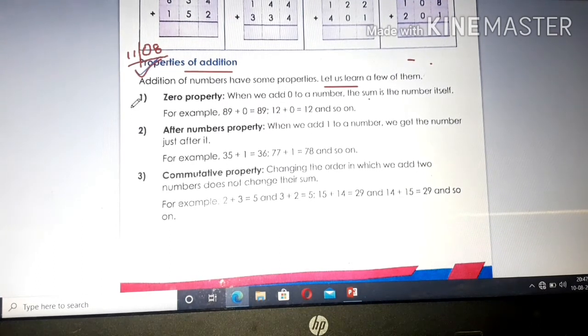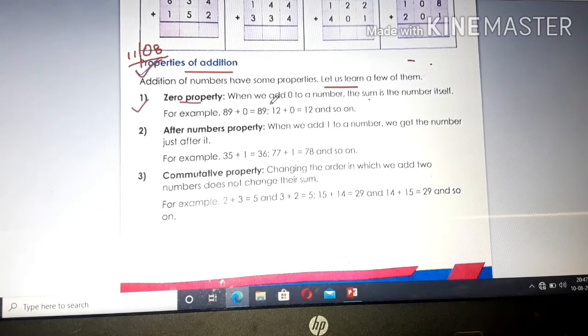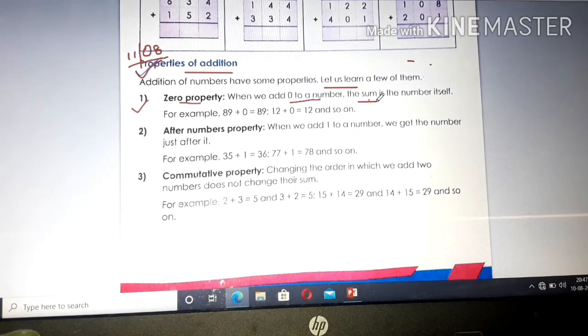The first property is, children, zero property. Now what is zero property? It means when we add 0 to a number, the sum is the number itself. Now children, you must be thinking what this sum is. As I told you in the first class, the word sum is used where? In addition. So sum is also the total.